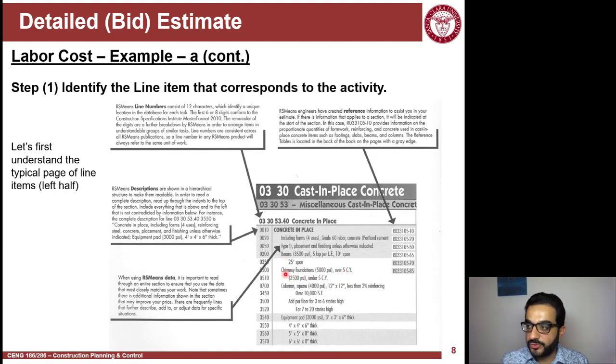So it's not beams. You go all the way to the upper level here. It includes forms, 4 uses of the forms, so you use them 4 times and then throw them or recycle them. It's grade 60 rebar. It includes rebar. It includes the concrete, including placing and finishing the concrete, unless it's mentioned otherwise in the below detailed items. So this is how you read a line item.